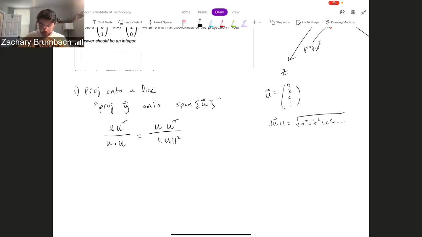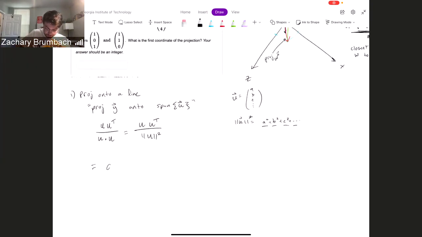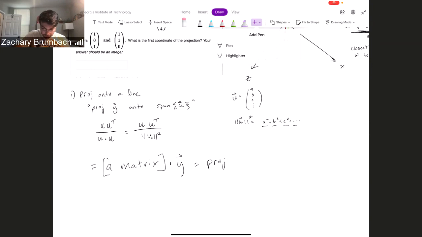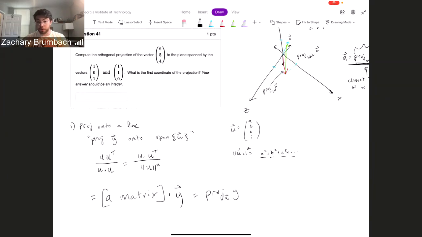So the reason I write the magnitude of u squared here, okay, is because when I square this, it just gets rid of the square root, and we're just left with each part squared, which is the same thing as dotting u dot u, okay? Same thing there. So this gets us a matrix, okay? So what we do with that matrix is then we multiply it by y, which equals the projection of y onto u. Okay. This is one of the two big things that you need to know for projections, all right?